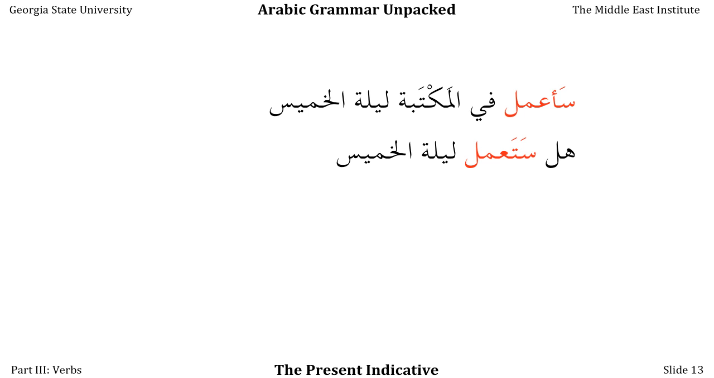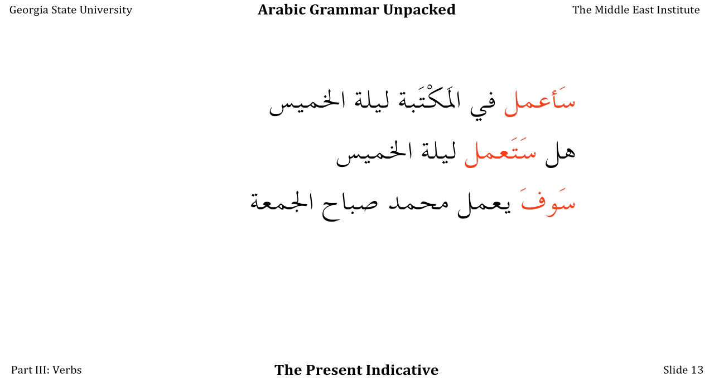And sometimes, instead of sa, we'll use what sa is short for, which is sofa. Sofa ya'mal Muhammad sabah al-jum'ah. Muhammad will work on Friday morning. Sofa is extremely formal and sort of takes the place of English shall and is almost never used in conversation, but we're simply using it here for completion.